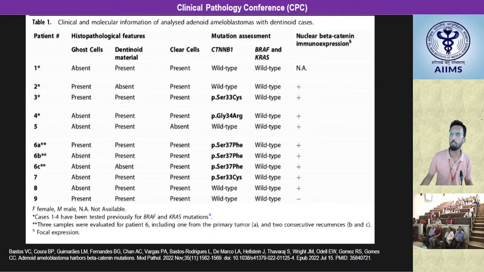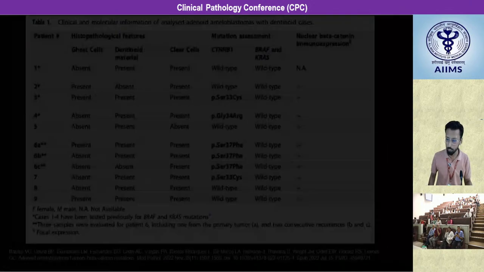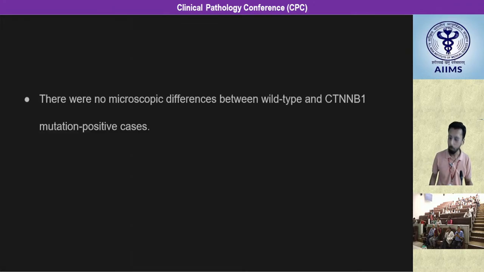So, 6 out of 9 cases showed mutation, 3 cases did not show mutations. Is there any difference in the histological findings between the cases which show mutations and which do not show mutations? The answer is no. There is no microscopic difference in adenoid ameloblastoma between the tumors which showed mutations and the tumors which did not show mutations.